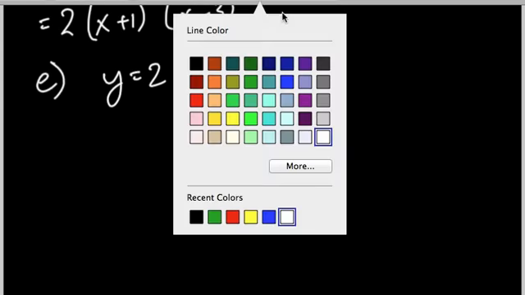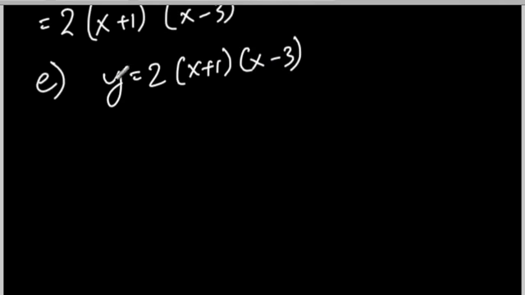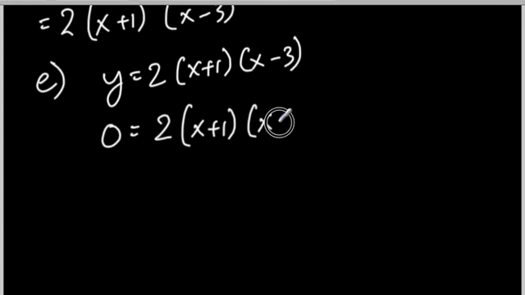So when we want to find the x-intercepts, that just means y is equal to 0. So 0 equals 2(x + 1)(x − 3). Okay, so you can just divide out by 2. So 0 just really equals each of these factors.